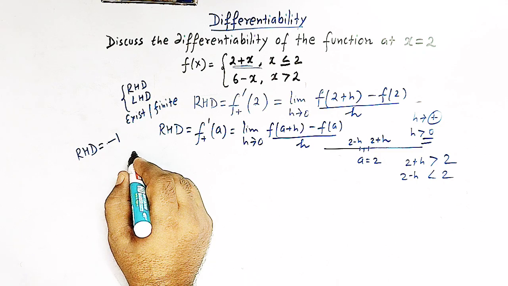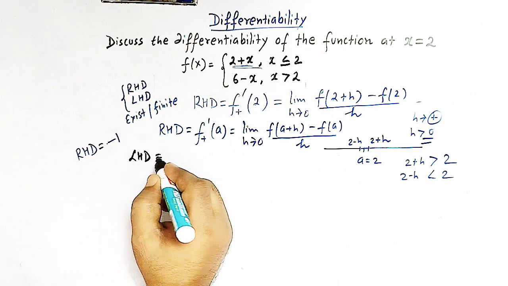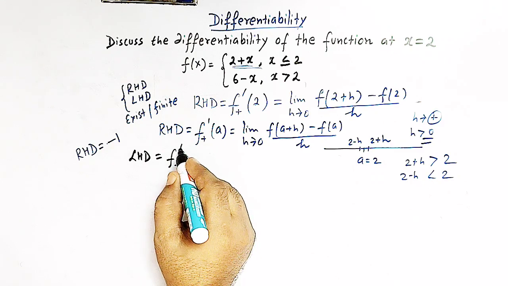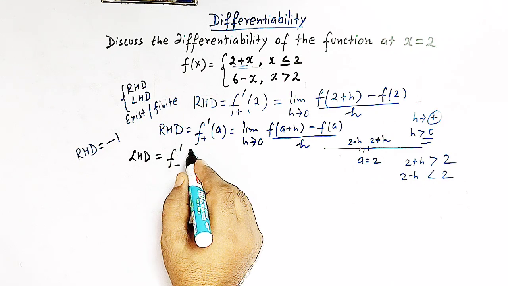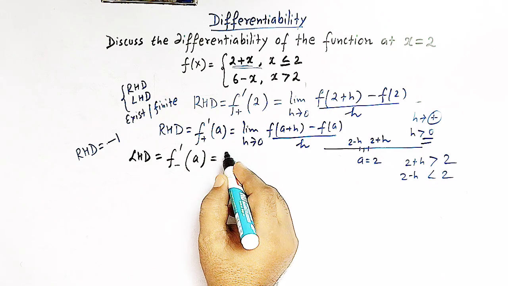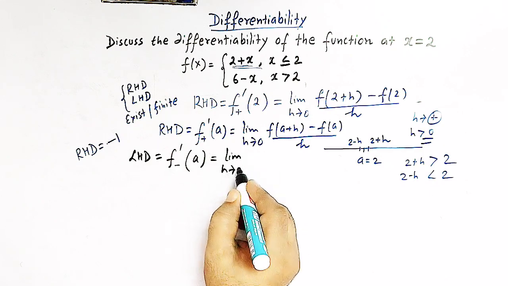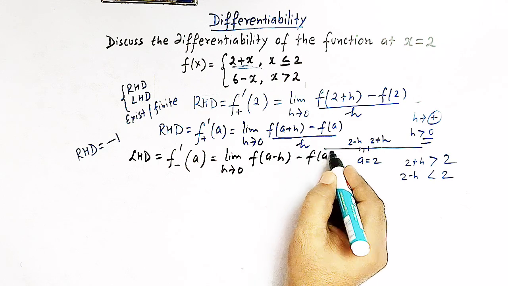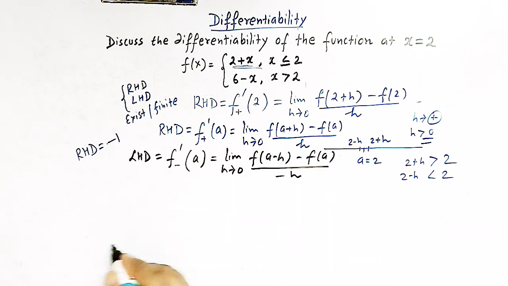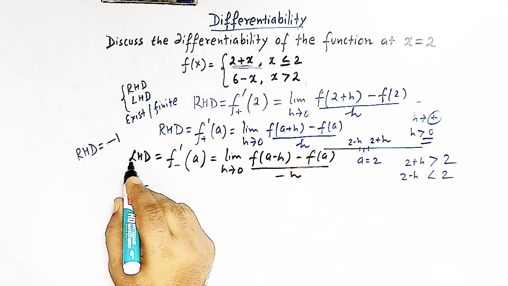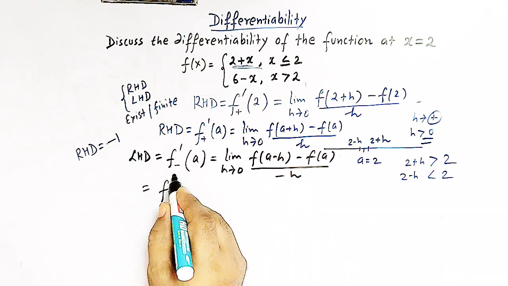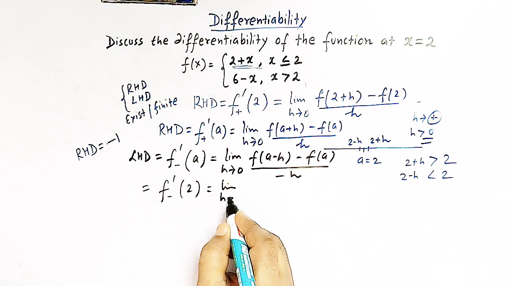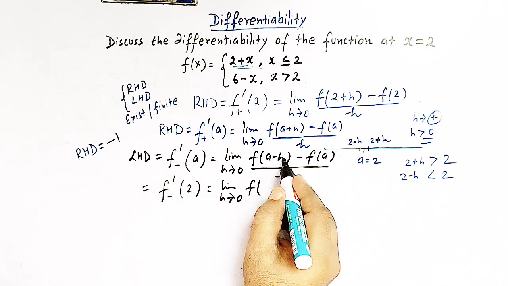Now let us calculate the left hand derivative. So the left hand derivative, the notation may be written as f prime, here we can take the negative sign, and here we have a. So this is given by limit h tends to 0 of f of a minus h minus f of a divided by minus h. Now the left hand derivative is given by f prime minus of 2, and this is limit h tends to 0 of f of a minus h.